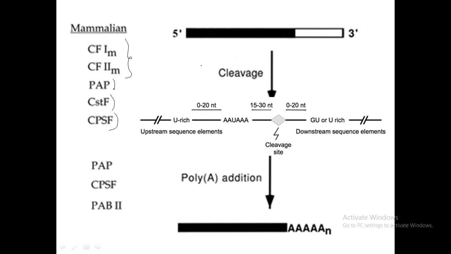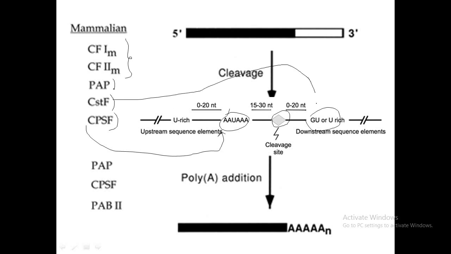In this RNA, there is an AAUAA sequence that directs the recruitment of the CPSF protein. So the CPSF protein is recruited at this site, and downstream of this AAUAA site there are two sites. One is the cleavage site where the cleavage will occur, and the other is a GU-rich sequence where the CSTF protein will come and bind.